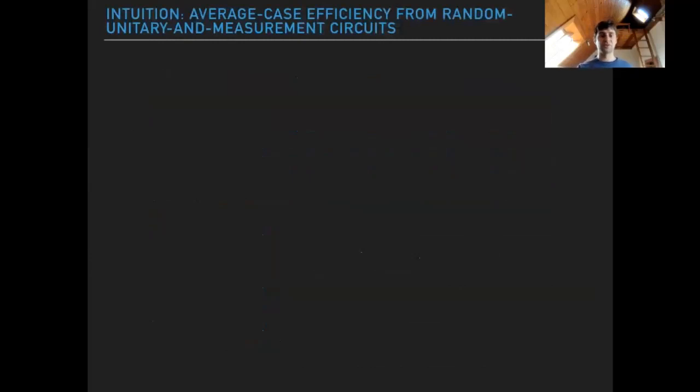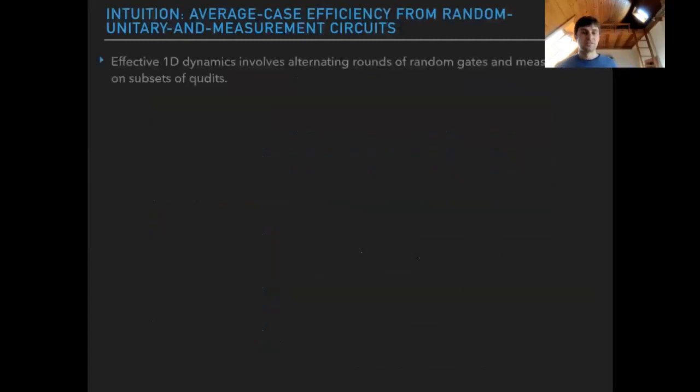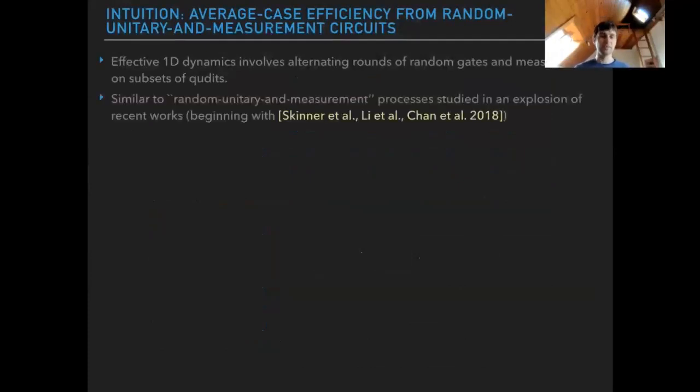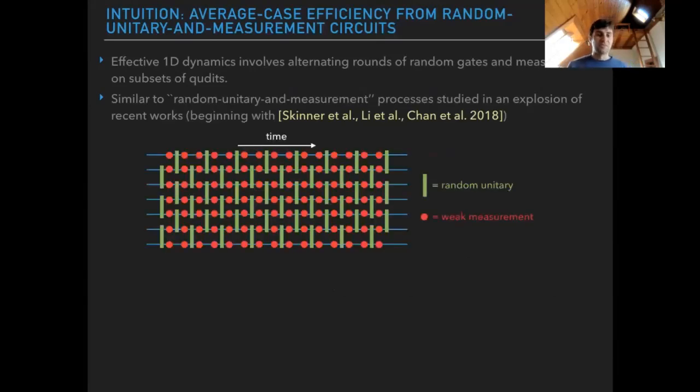All right, so now I'll talk about why we might hope more generally that this approach might work. Thinking about the previous slide, recall that there were these alternating rounds of random gates and measurements on some subset of sites in this effective 1D dynamics. Now I'll point out that this process looks very similar to these so-called random unitary and measurement processes, which have been studied in a very large number of recent works. So let me describe what these are.